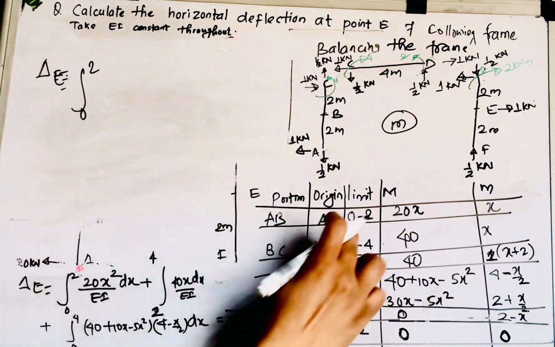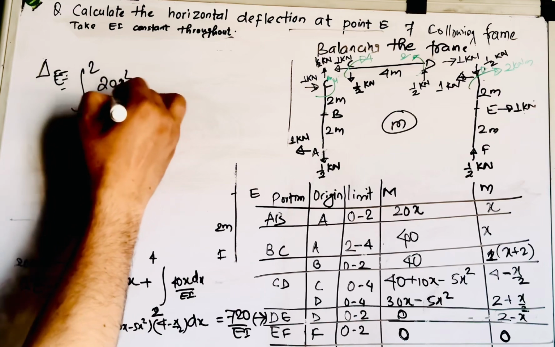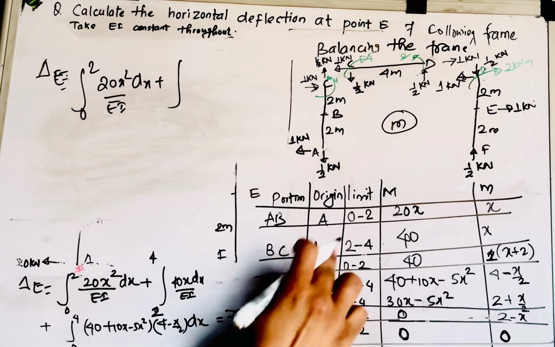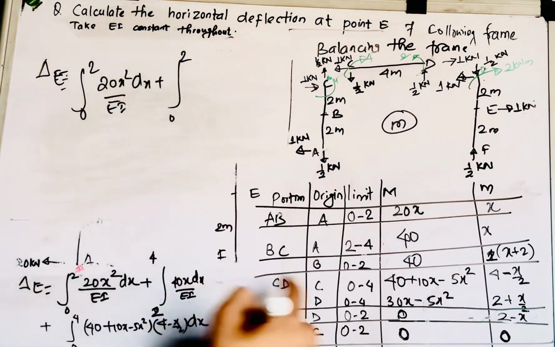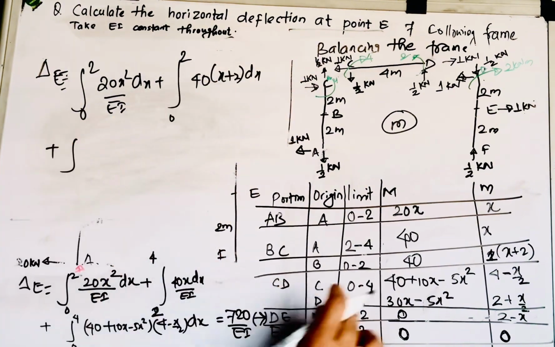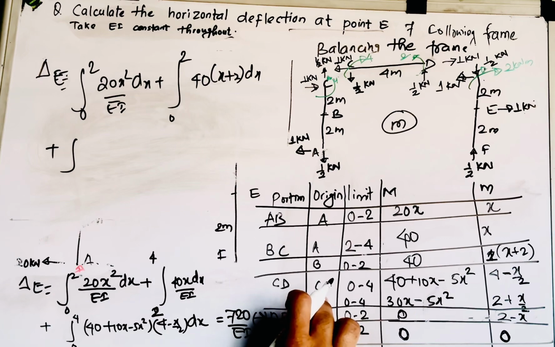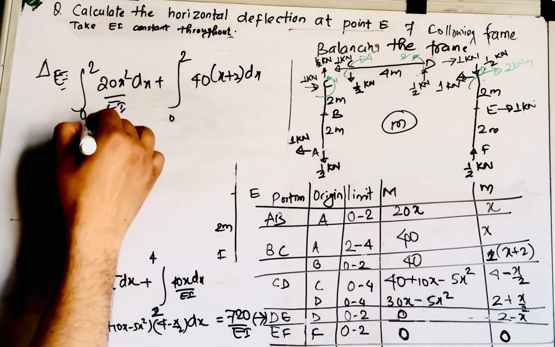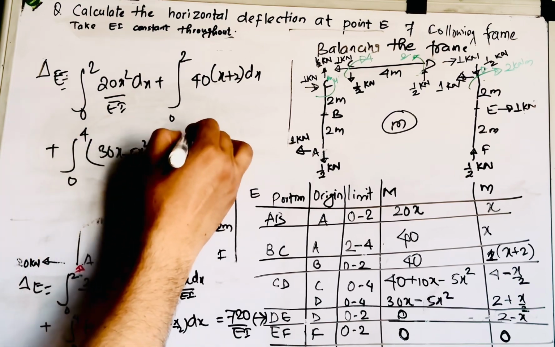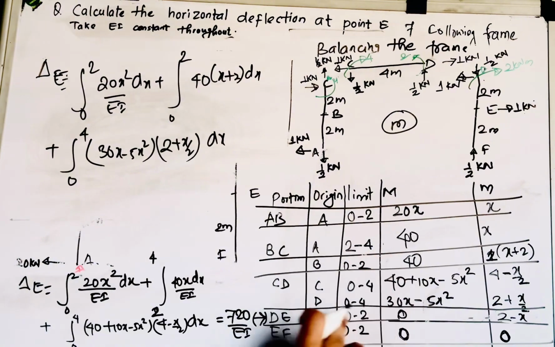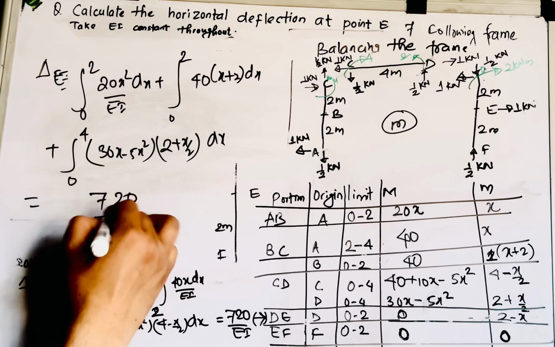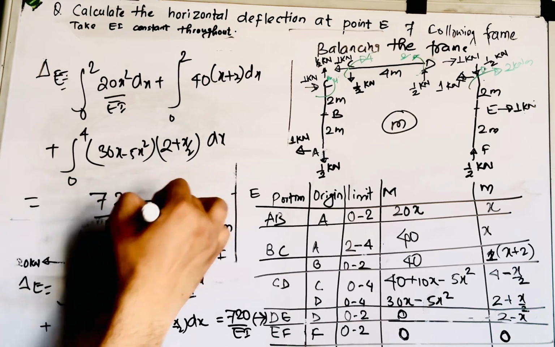The limit 0 to 2, this is 20x square by EI times dx, plus this is BC, and you consider B as origin, it will be 0 to 2, this is 40 times x plus 2 dx, plus if you take D as origin, you have to take 0 to 4, 30x minus 5x square times 2 plus x by 2 dx. Since this will be giving 0, no any effect. If you solve this, again it will be 720 by EI in this direction.